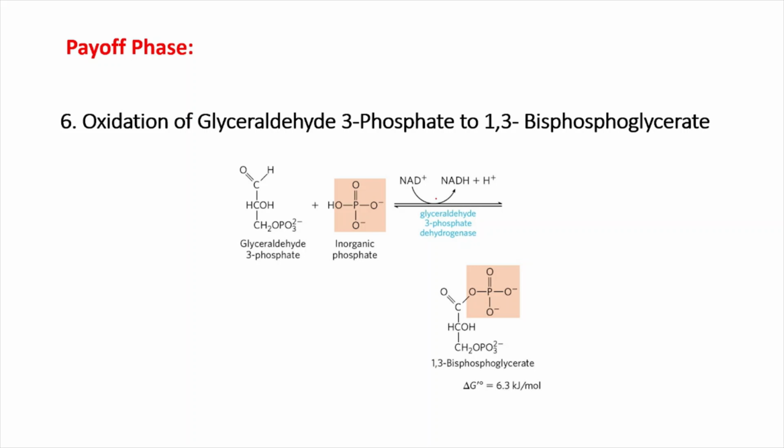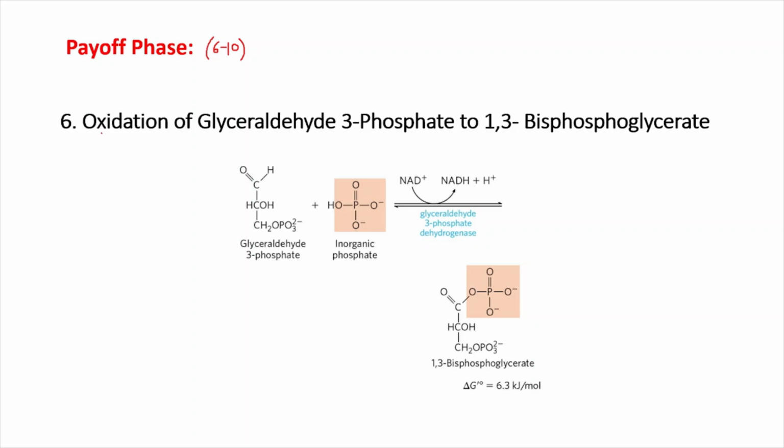Steps 6 to 10 are basically the payoff phase. Why is it called the payoff phase? Because the ATP, or the energy, that you had invested for glycolysis will now start to pay off. That means the energy that has been invested, you will get back in greater amount in the subsequent steps of glycolysis.